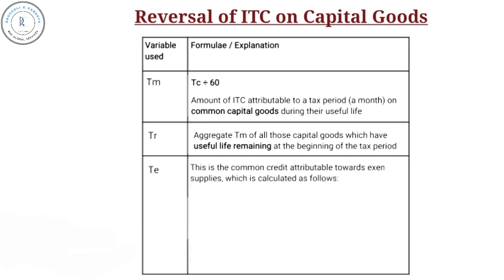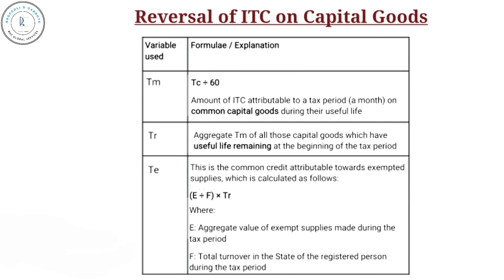TE: This is the common credit attributable towards exempted supplies, which is calculated as follows: E divided by F, times TR. Where E is the aggregate value of exempt supplies made during the tax period, and F is the total turnover in the state of the registered person during the tax period.